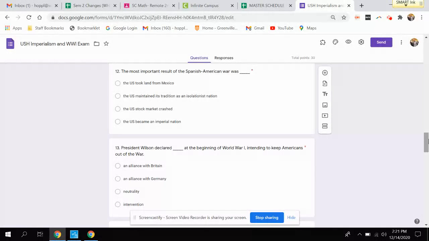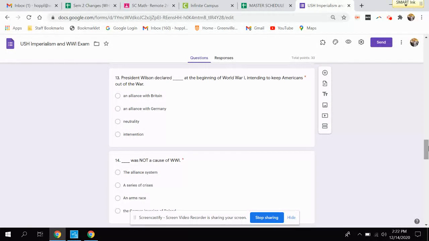Question 12. The most important result of the Spanish-American War was this: the United States took land from Mexico, the United States maintained its tradition as an isolationist nation, the United States stock market crashed, or the U.S. became an imperial nation? Question 13. President Wilson declared this at the beginning of World War I, intending to keep Americans out of the war. Was it an alliance with Britain, an alliance with Germany, neutrality, or intervention?